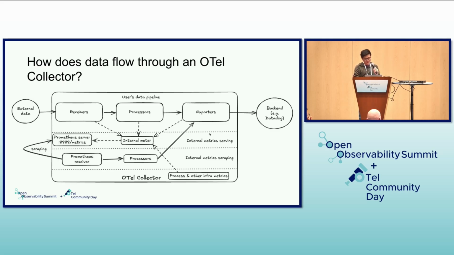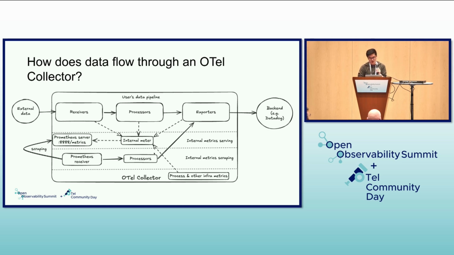And what the other 2 layers do here is both serving and scraping the internal metrics of the OTel collector. By default, the internal metrics of the OTel collector are served with the Prometheus interface. As you can see here, all the user-defined components can emit metrics, and the OTel collector process itself can emit some infra metrics, like process uptime and other things.